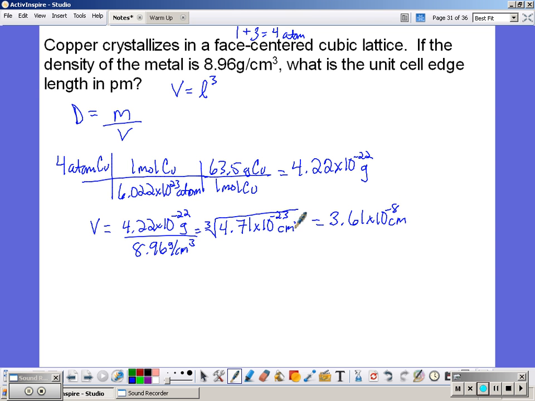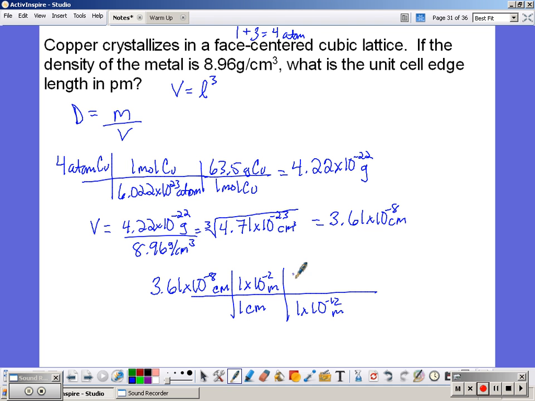Now it doesn't want centimeters, it wants it in picometers. So I have to do some converting of units. I know that 1 centimeter is 1 times 10 to the negative 2nd meters, and that 1 times 10 to the negative 12th meters is 1 picometer. So I get an edge length of 361 picometers.